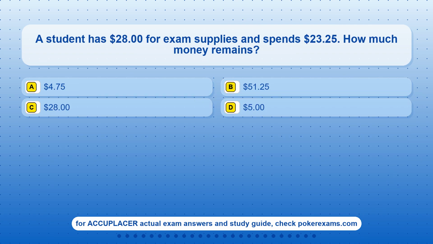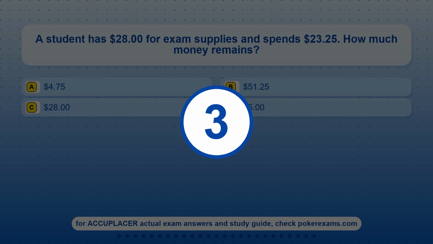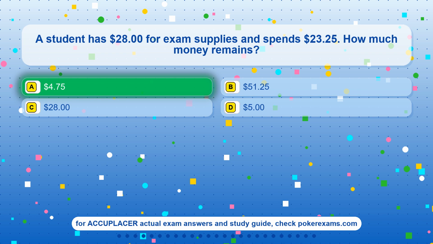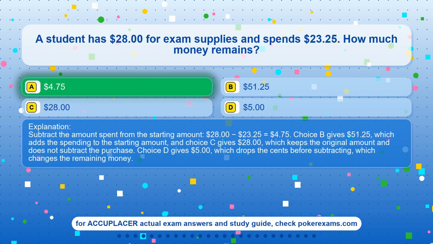Question 3. A student has $28 for exam supplies and spends $23.25. How much money remains? Option A, $4.75. Option B, $51.25. Option C, $28. Option D, $5. The correct answer is Option A, $4.75. Subtract the amount spent from the starting amount.